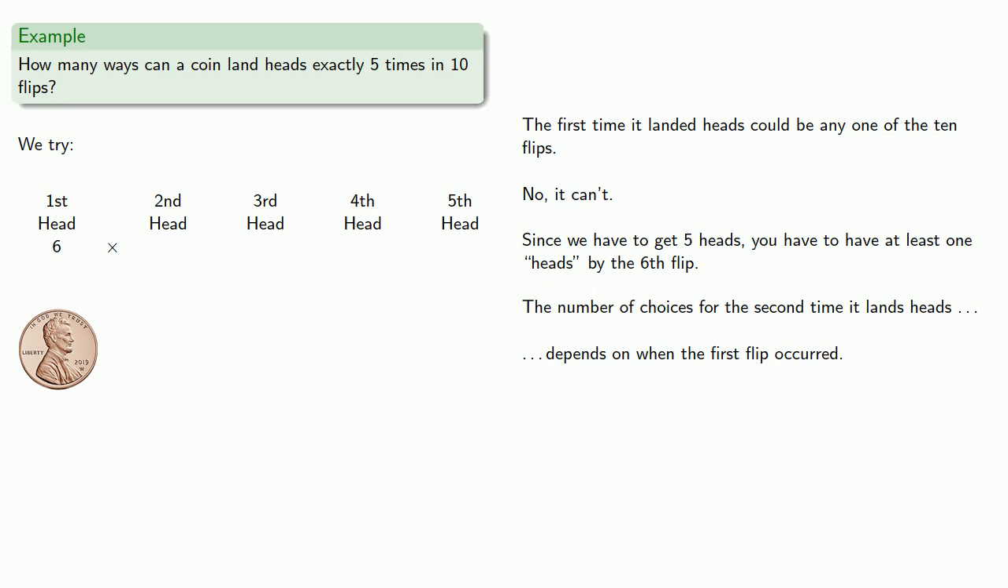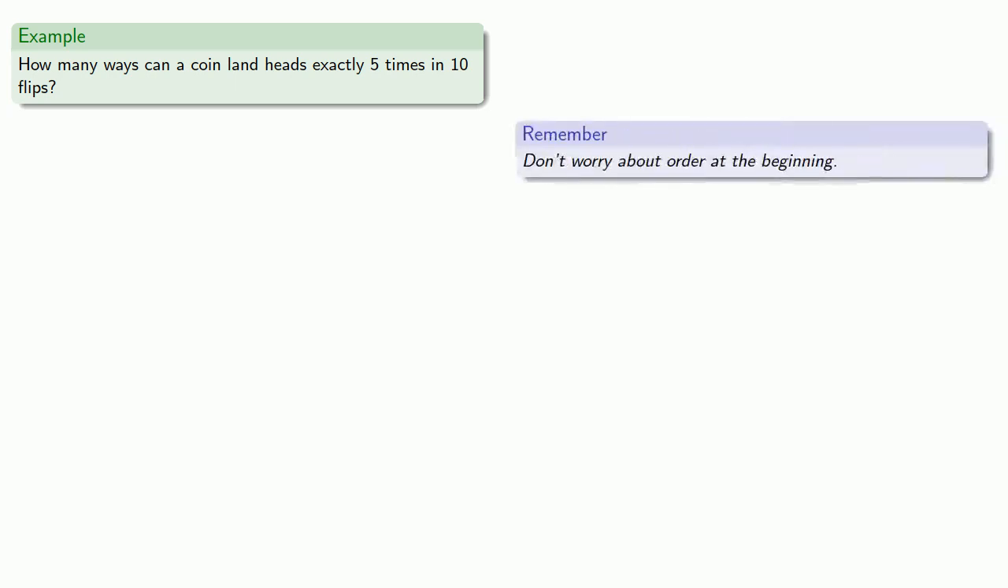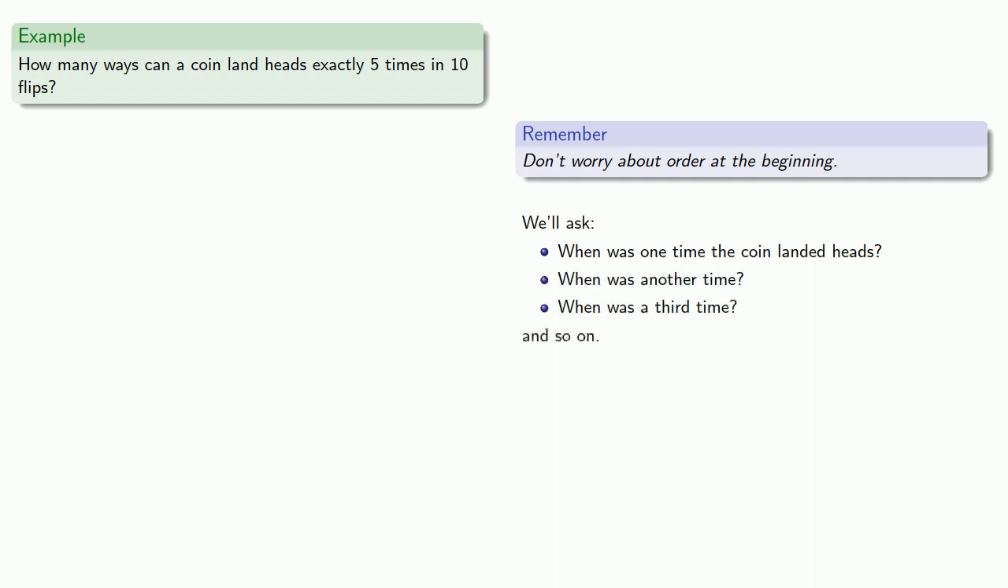And so the problem is that the number of choices for the second time it lands heads depends on when that first flip occurred, and this is really too complicated for us to analyze. And so here's a useful bit of insight when looking at these combinatorial probabilities. Don't worry about order at the beginning. So instead of asking, when did the coin land heads the first time, we'll ask a less ordered question. When was one of the times the coin landed heads? When was another time? When was a third time? And so on.